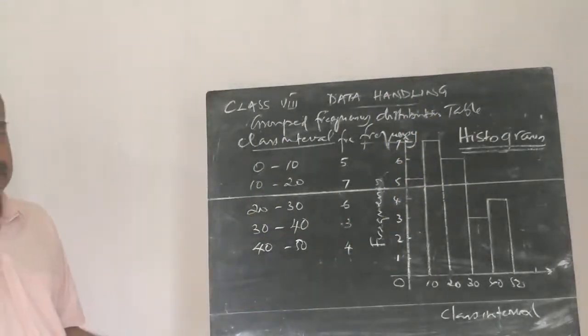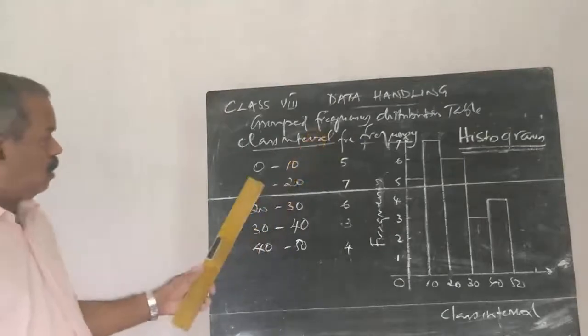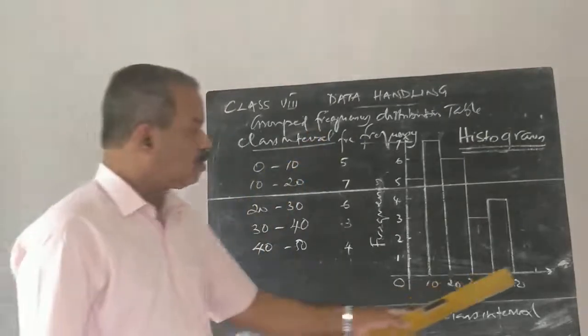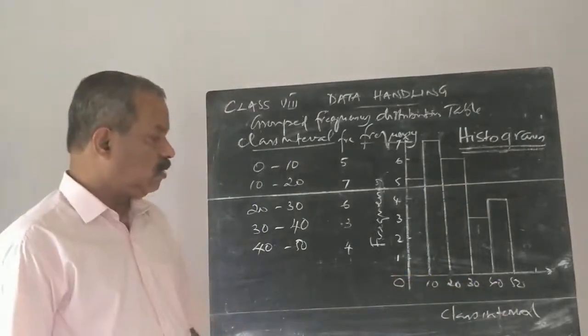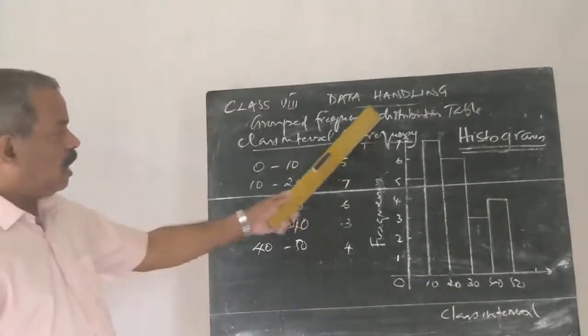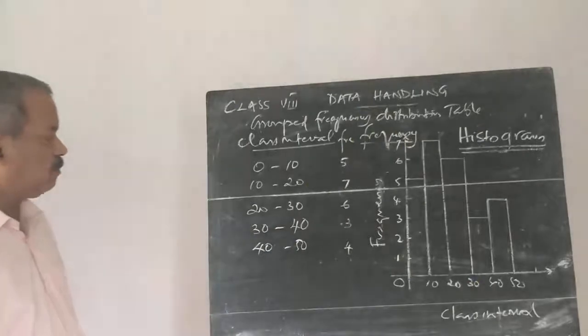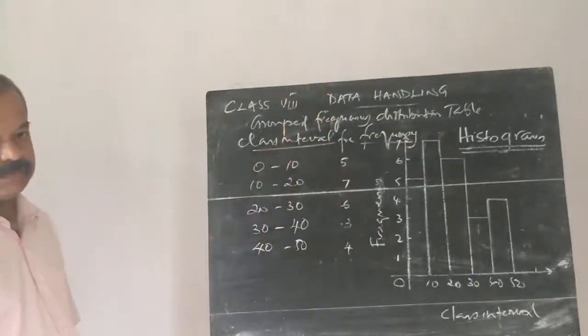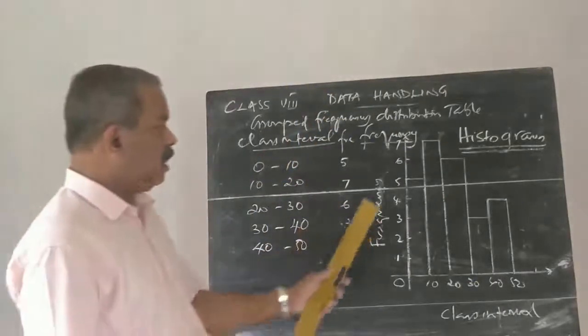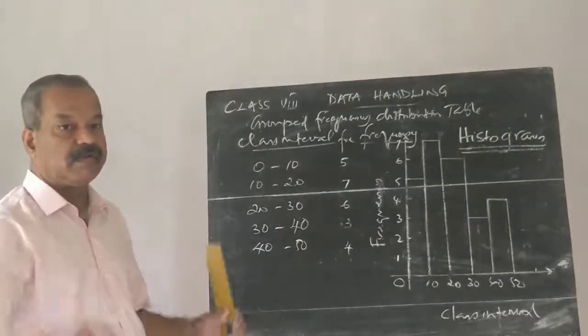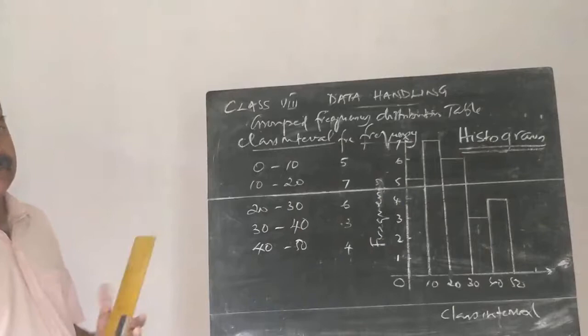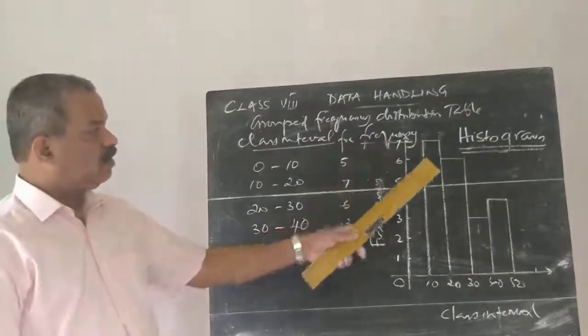How can we draw a histogram? First, along the horizontal line, mark the class intervals at uniform distance. Along the vertical line, mark the frequency. And then draw the rectangles without a gap. The resulting graph is called a histogram.